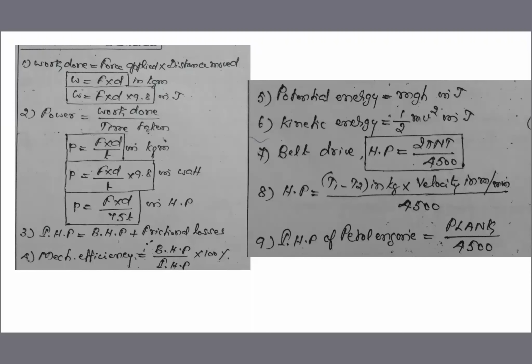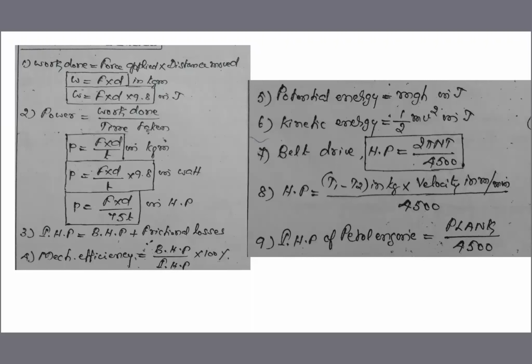Work done formula is force into distance. Two data are required, force and distance. So you will get the answer in terms of kg meter. If you want it in joule, multiply the value with 9.8, it becomes joule. Why joule? Because the standard unit of work done is joule. That is why we are multiplying with 9.8.